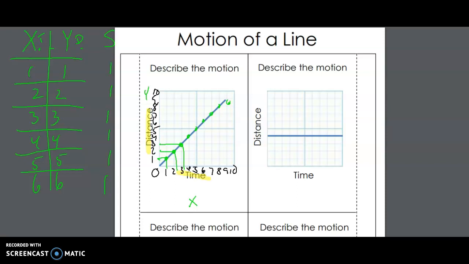What do we call that? It is constant speed. Now you can open your door. I'm going to have to write on top of this. This is constant speed.